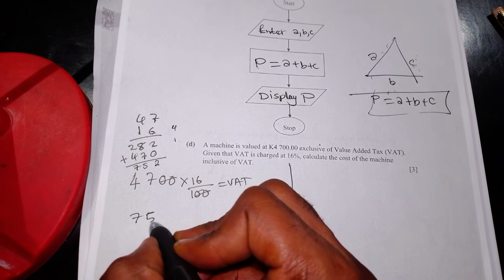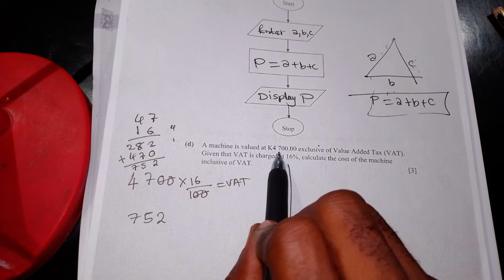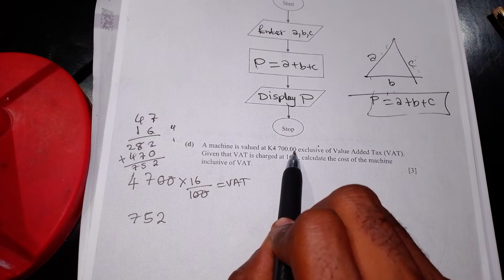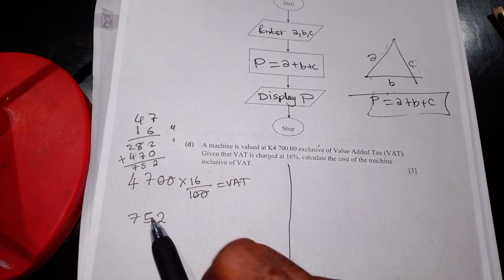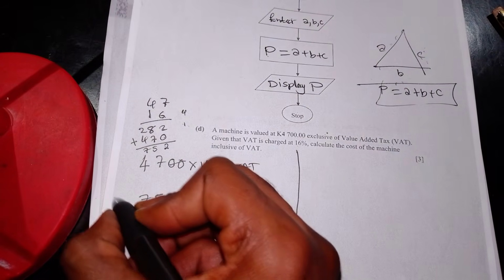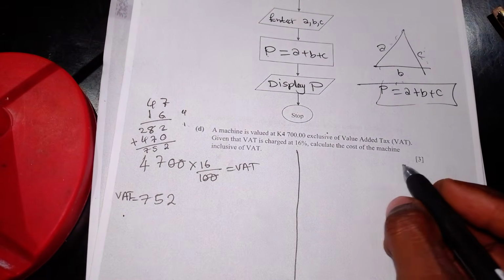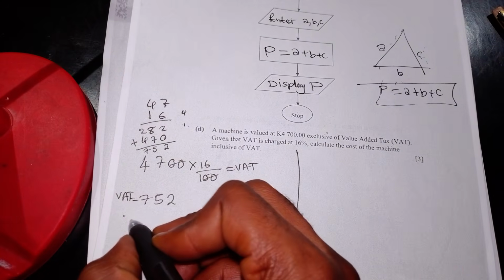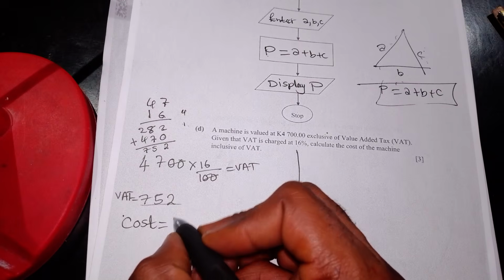So this was the amount of money they paid for VAT. But then they didn't just pay this amount, they also paid this. So this is the cost of the machine if this has not been included. So when this one has been included, then what you have is, so let me just indicate that here. So price, or maybe cost, will therefore be this plus that.